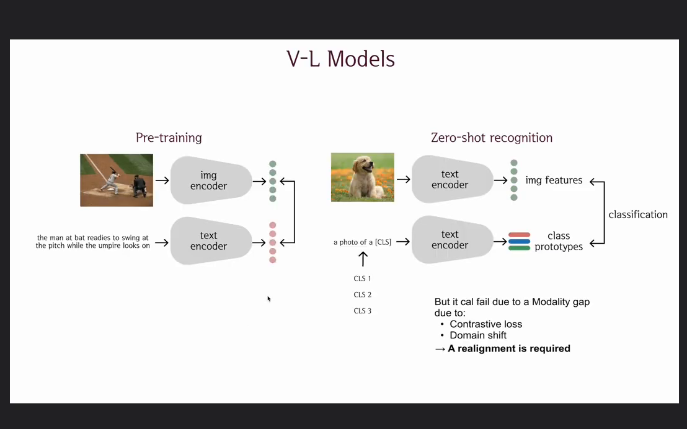Visual language models are models first pre-trained to minimize some distance loss like contrastive learning, so that the text and image modalities are aligned, so that given an image and its description or caption, the generated text and image features match each other, so they have low embedding distance.